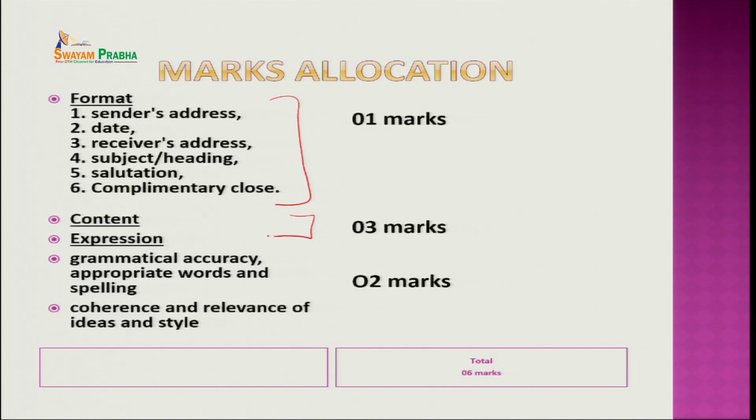And expression, when you talk about grammatical accuracy, appropriateness of words, your vocabulary, your spelling, then coherence and relevance of ideas and style, everything compiles together and will fetch 2 marks for you. That is the same manner. If it is of 10 marks, that will be allocated accordingly, according to the percentile. And if it is of 6 marks, the whole marks distribution will be like that. So, be ready with this marks allocation part as well, so that you can prepare yourself very well, that if the content is missing, or if the format is missing, you can very easily get all these things on the basis of content, expression and format.